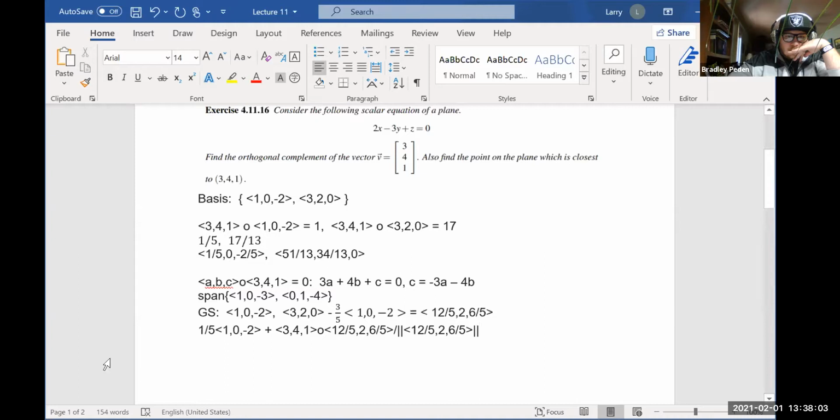And where am I? And then times this vector. I think I'll just copy and paste it. And that'll give you your projection. Any questions on that? It's messy. Any questions? Sorry if it took a little longer than it wanted, but this is kind of a messier one.